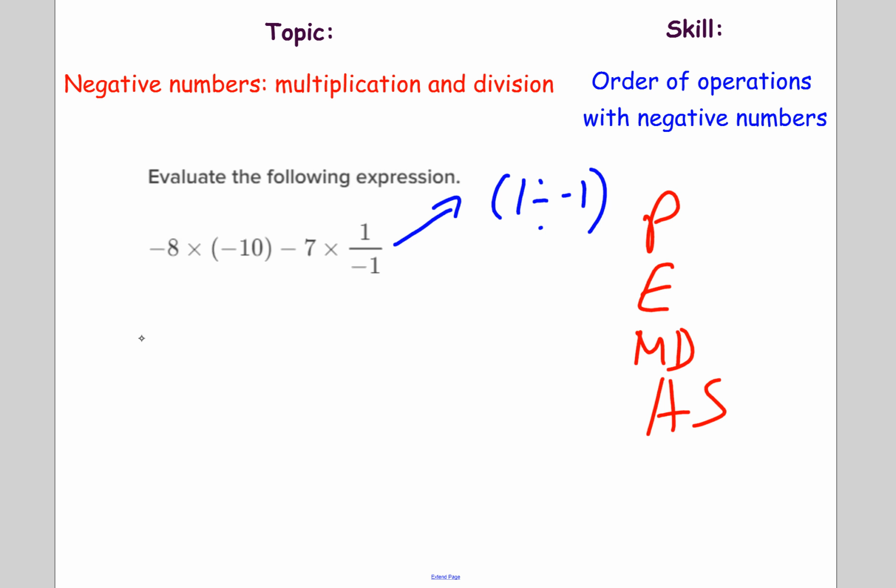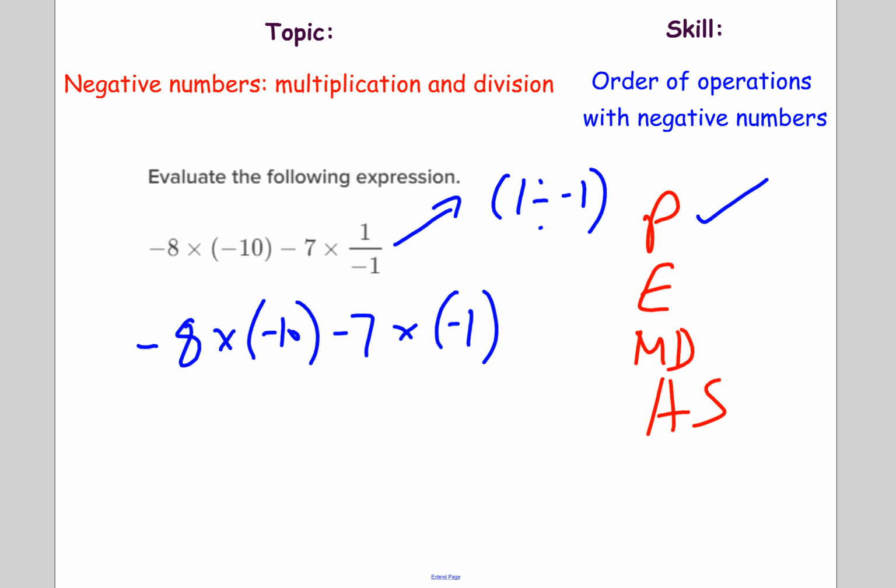So I would actually start by doing this. Rewrite this. Negative 8 times negative 10 minus 7 times 1 divided by negative 1 is negative 1. And now I kind of got rid of all parentheses. Do I have any exponents? Nope, no exponents here. Do I have any multiplication or division? Actually, I have 2 separate multiplications. Right?